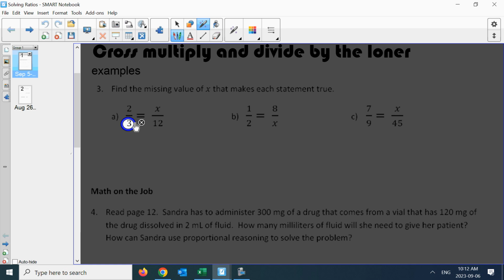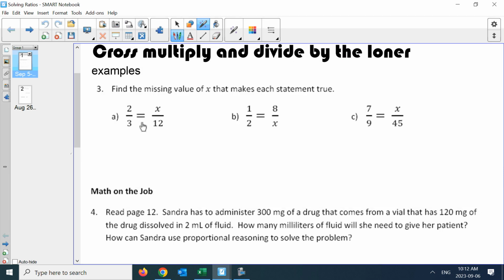It doesn't matter where the x is, top, bottom, whatever. Just to show you, these are the ones diagonally across from each other. Cross multiply those. The loner is the 1. So even when the x is down low, up high, down low.